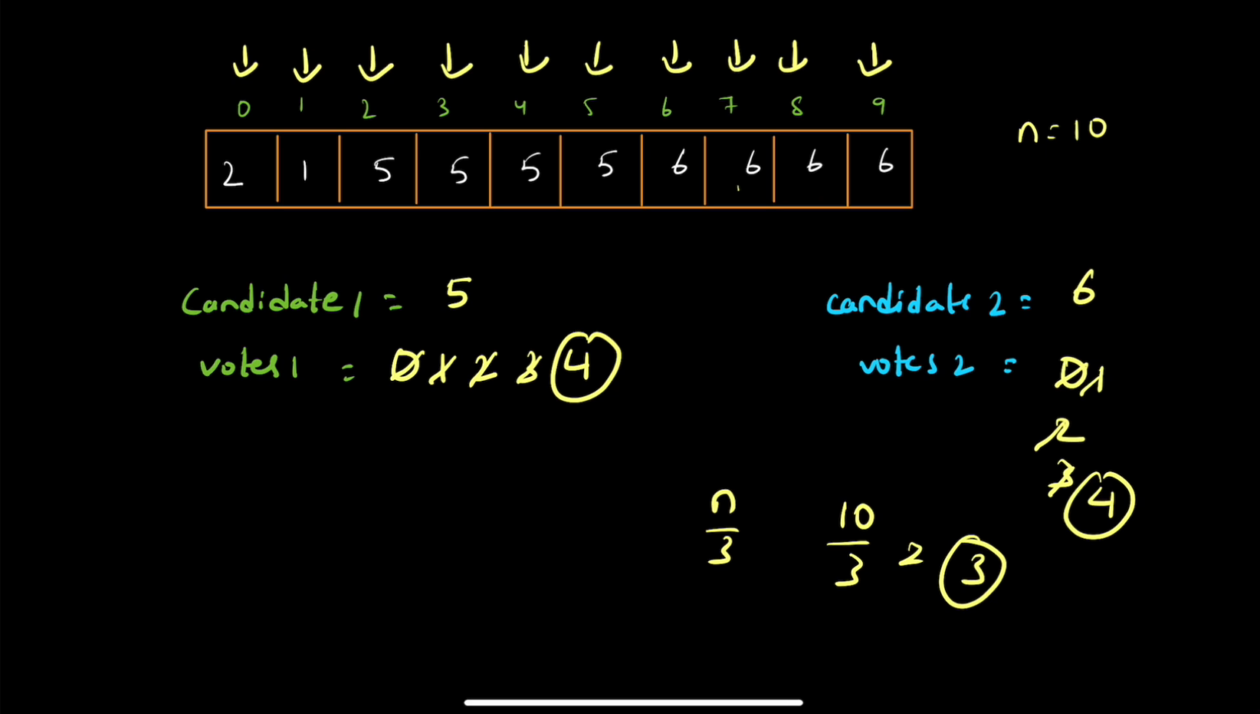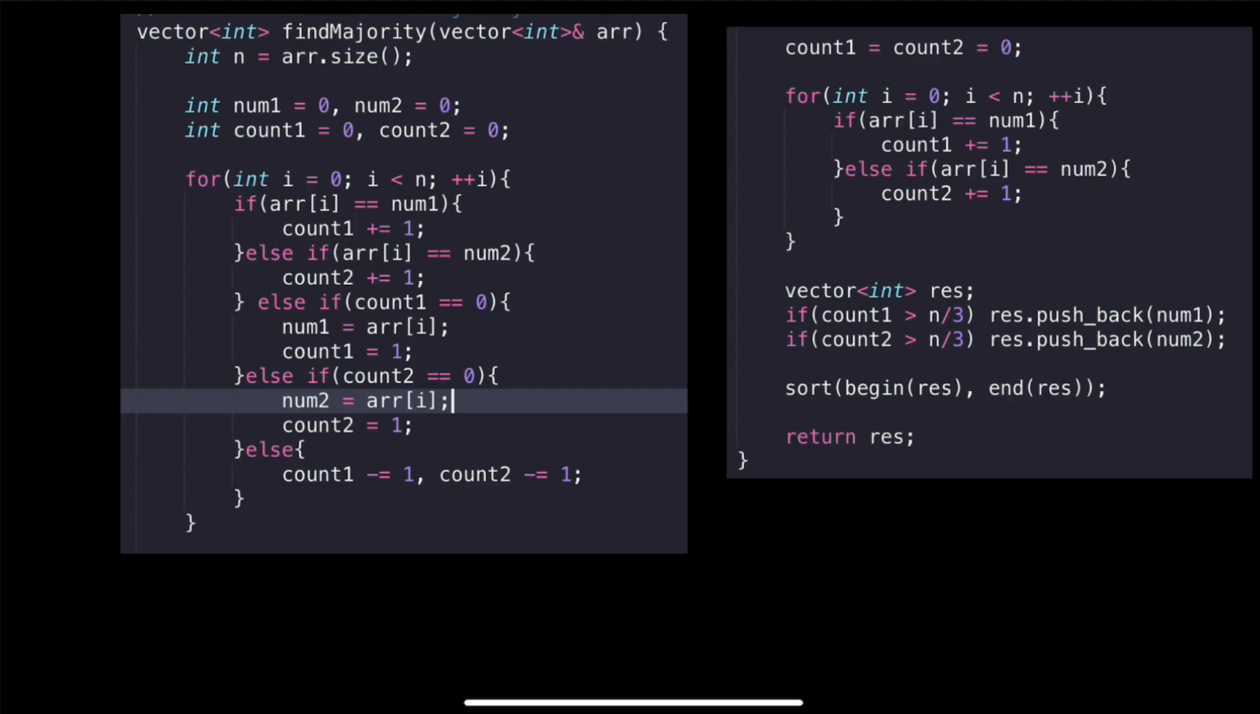So now let's get into code and understand it. This is the code in C++, although the logic remains the same. Here we have a function findMajority where the parameter is an array, and we need to return the true potential candidates. Firstly, I have taken the array size and created 4 variables. This was step number 1 that we have discussed.